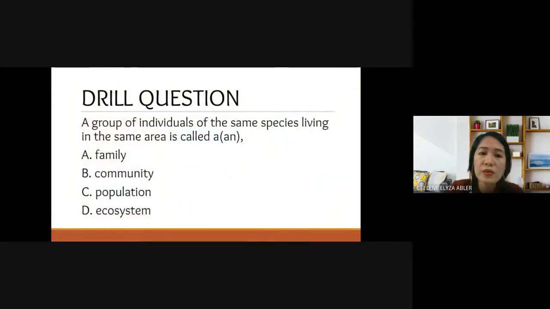Okay, so meron tayo yung question again. We have a group of individuals of the same species living in the same area. So, what do we call them? The answer for this one is a population. So, population is same species, same area. Kapag magkakaiba na yan sila na species in the same area, you call them a community. And if you have non-living and living organisms in one area, in one environment, you call that an ecosystem.